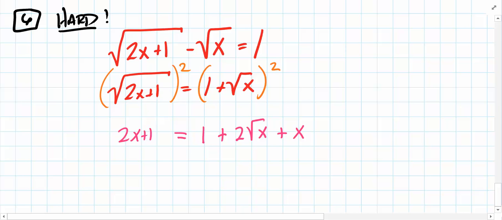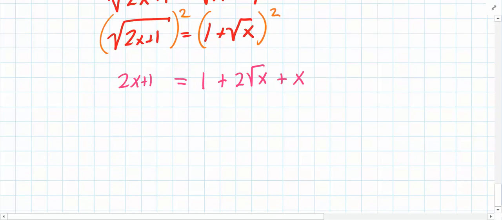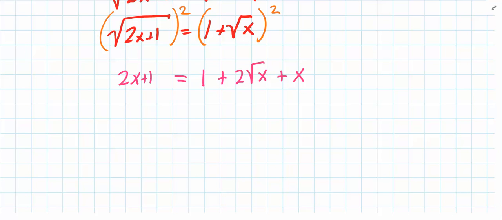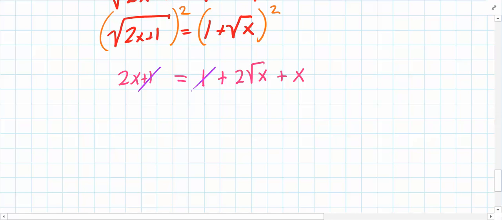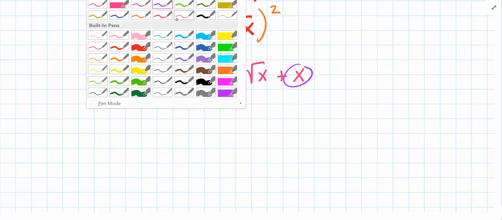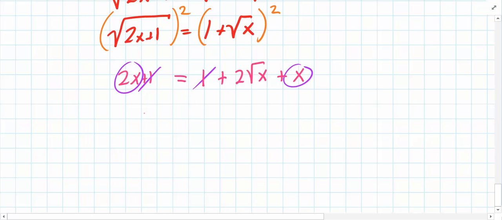Okay. Then, moving right along here, I can see the 1's cancel out, right? So the 1's go away on either side of the equation. So then, I have 2x over here, and I have 1x over here. So what am I left with? I'm left with x is equal to 2 radical x. Okay. Now what can I do?